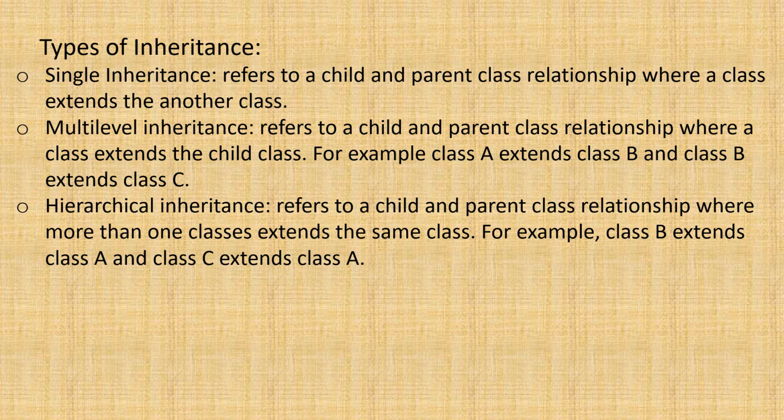Types of inheritance. Single inheritance refers to a child and parent class relationship where a class extends another class. Multilevel inheritance refers to a child and parent class relationship where a class extends a child class. For example, class A extends class B and class B extends class C. Hierarchical inheritance refers to a child and parent class relationship where more than one class extends the same class. For example, class B extends class A and class C extends class A.